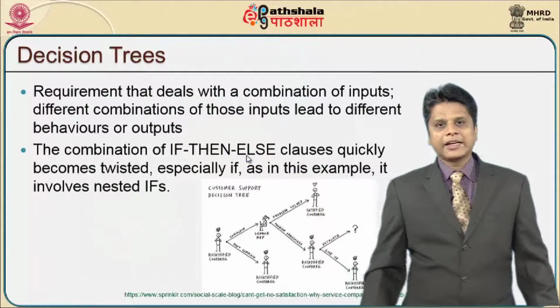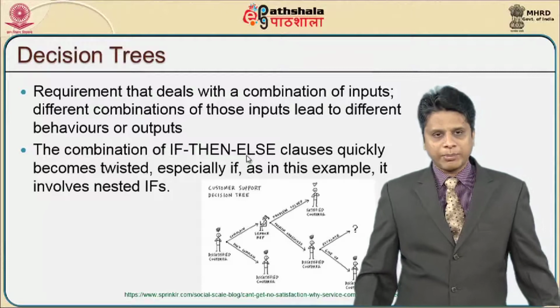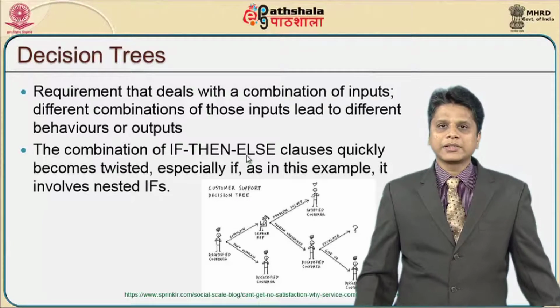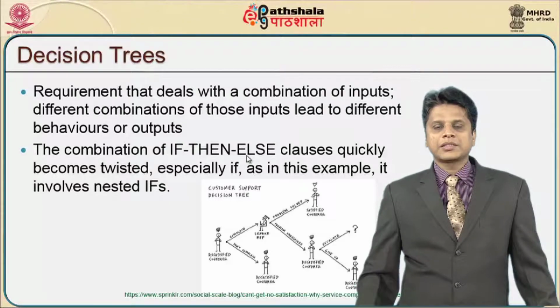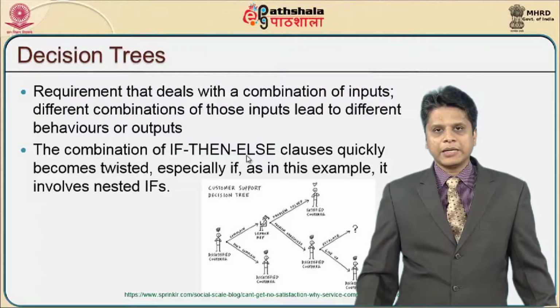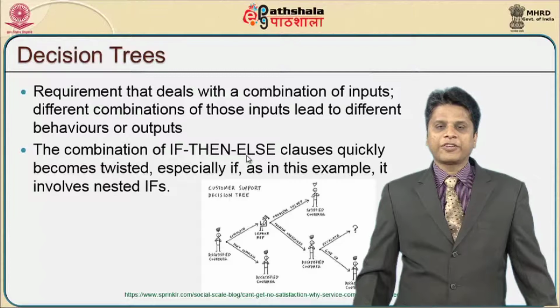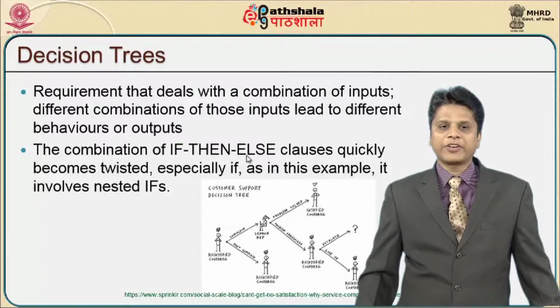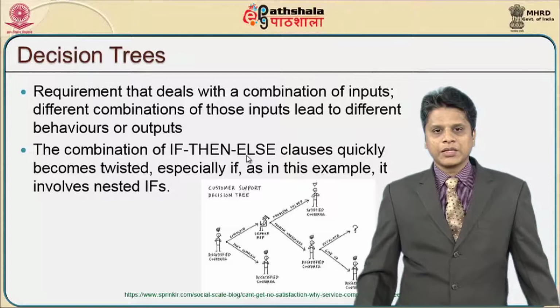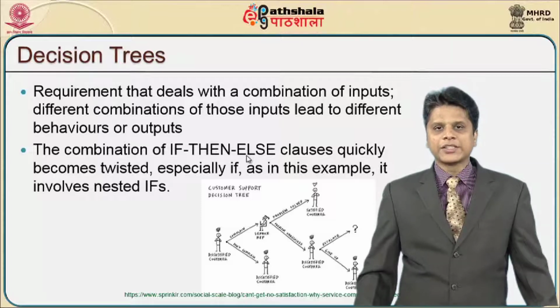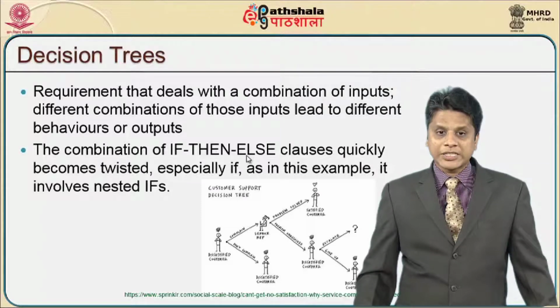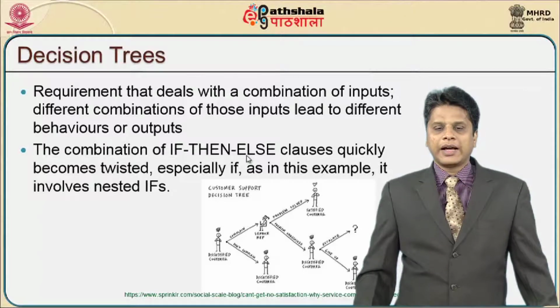There can be a third mechanism wherein I will have the requirements done. One of the methods is decision tree construction. This decision tree is basically of the if-then-else type. It can be a binary decision tree, or it can be an if-then-else decision tree. Requirements that deal with a combination of inputs, where different combinations of those inputs lead to different behaviors or outputs.